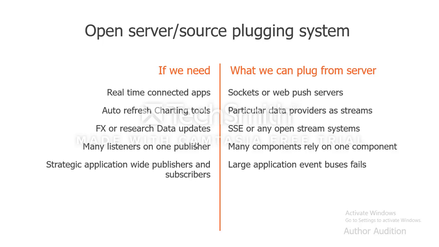So there are strategic applications where a wide number of publishers and subscribers are used. In that case, large event buses fail, so for this kind of application we cannot use the event bus. The event bus is an Angular mechanism which can be used for passing messages to others, but it will still fail because there are a lot of people emitting to that particular event. In this way we can plug our system into different requirements of applications.